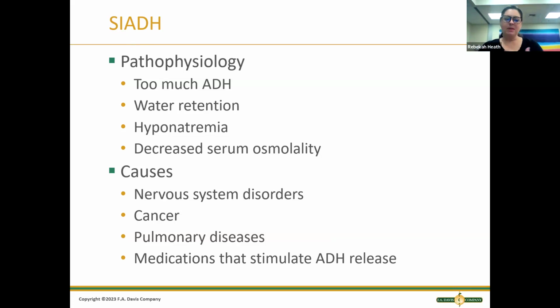The causes can be some of your nervous system disorders, or could be related to cancer. There are some cancers that will release a substance that's similar to antidiuretic hormone, or that mimics it, that causes people to retain fluid. Sometimes different pulmonary diseases can cause it, or medications.